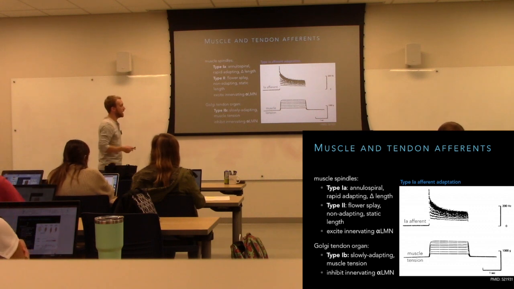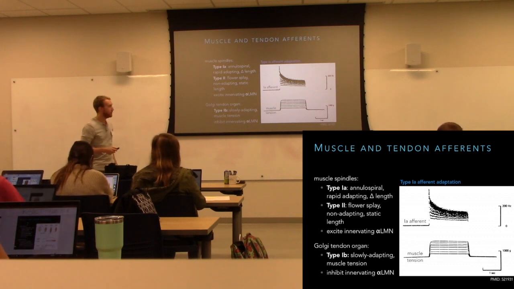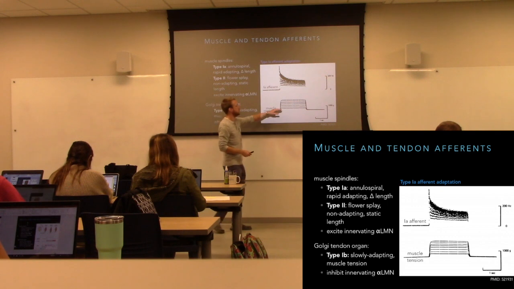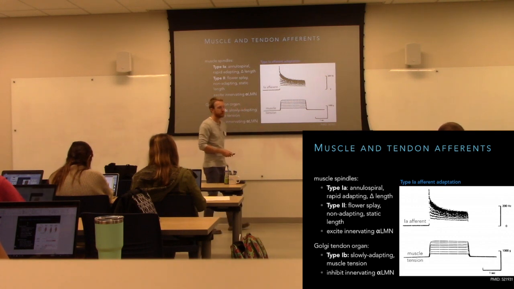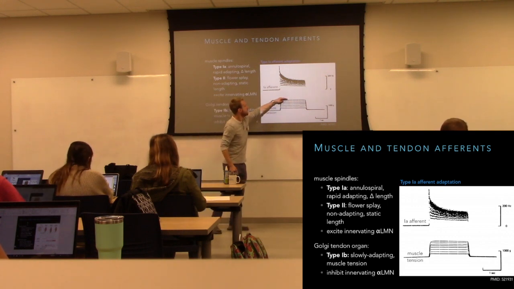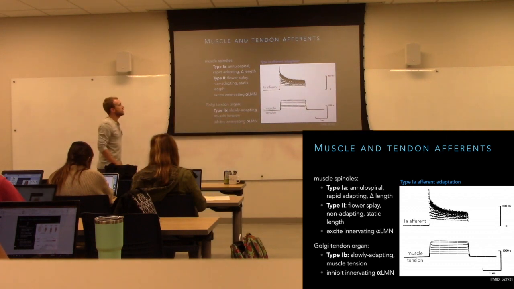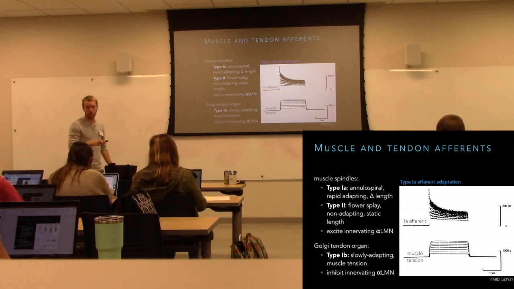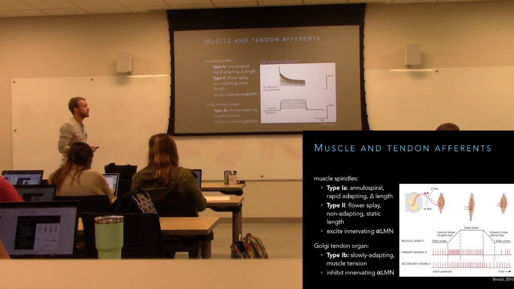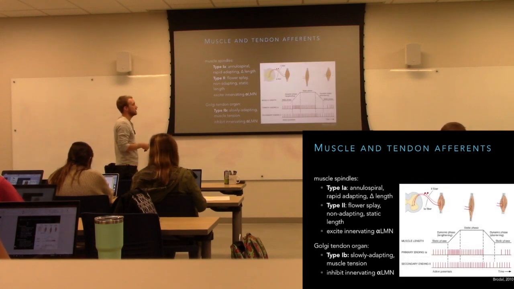Here we can see that rapid adaptation. On the bottom, we're just putting different amounts of tension on the muscle. So we're pulling on the muscle. That's all they're doing. Pull it a little, pull it a lot. What you can see here is that the excitation of those 1A afferents, a lot more robust at the initial portion, and then it slowly decreases its firing rate over time. It's a lot more responsive to that initial change in muscle length, as opposed to type 2, which is going to be more steady state.